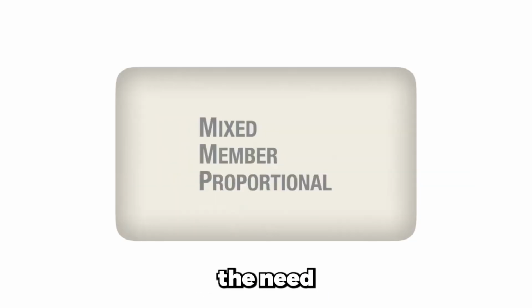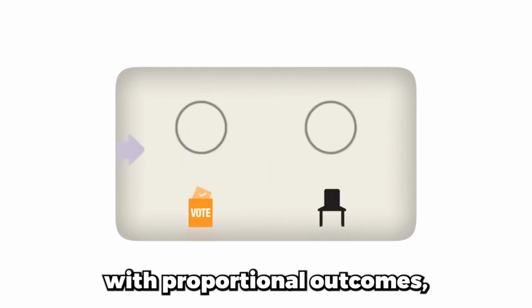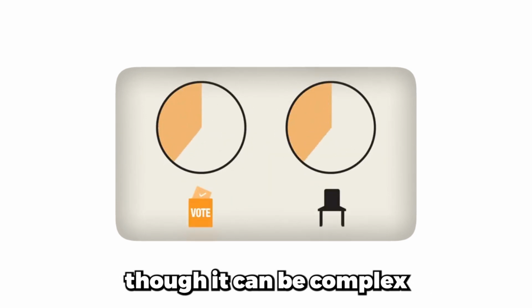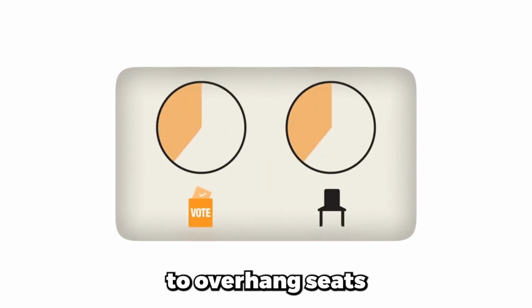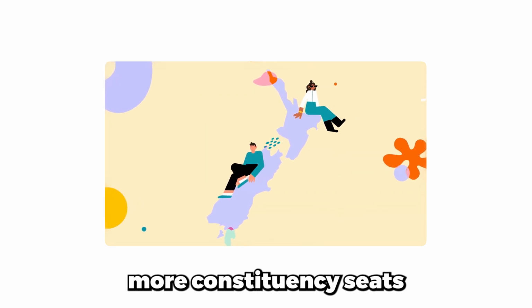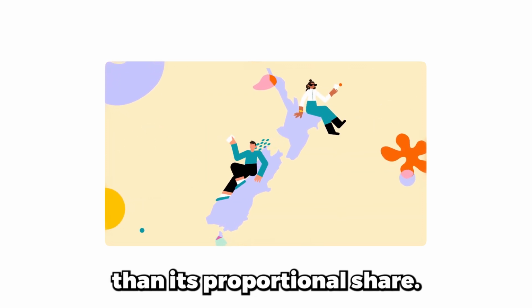MMP aims to balance the need for local representation with proportional outcomes, though it can be complex and sometimes leads to overhang seats, where a party wins more constituency seats than its proportional share.